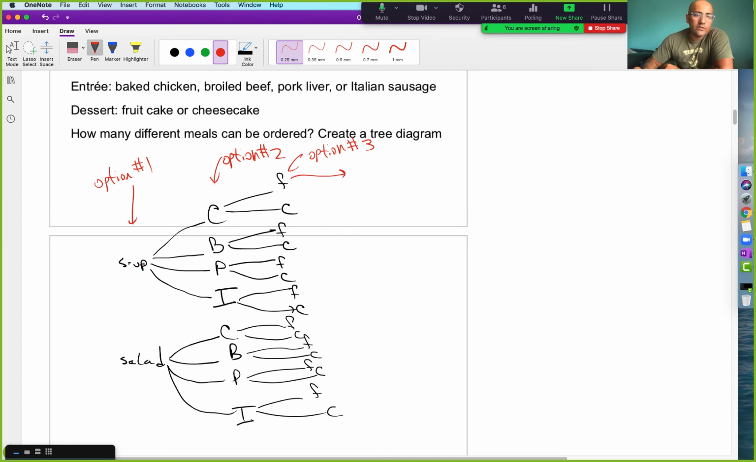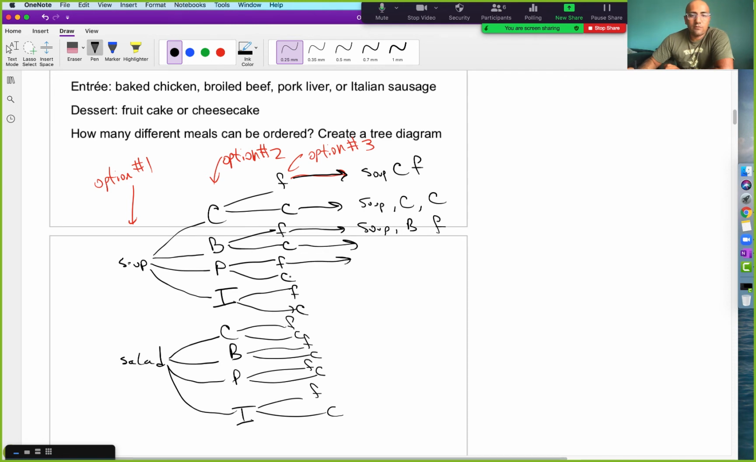What's great about this is that each one of these things leads to one choice. So it could be a soup, then the chicken, then the fruitcake. That's the first option here. This little tree branch over here leads to soup, then the chicken, then the cheesecake. Good. Then this option here leads to the soup, then the beef, then the fruitcake, right? And so on and so forth. So each one of these things represents the outcomes.